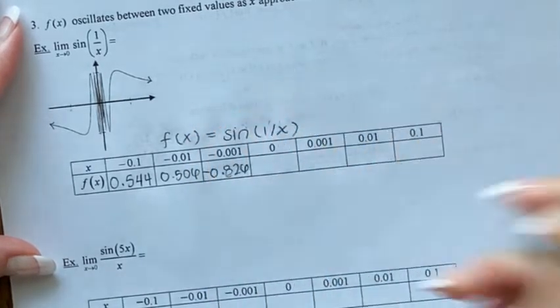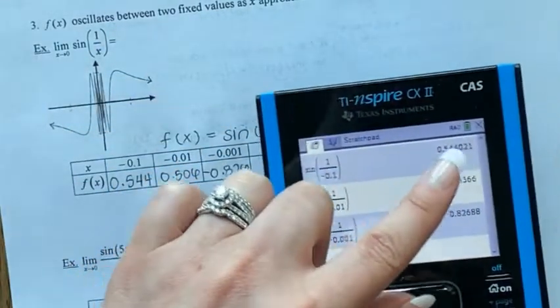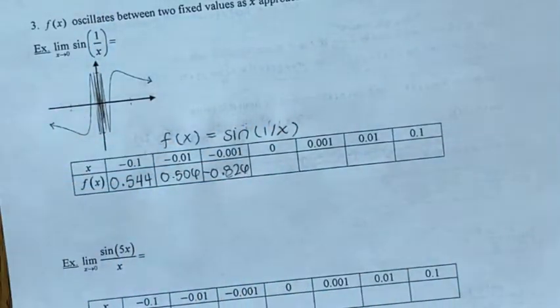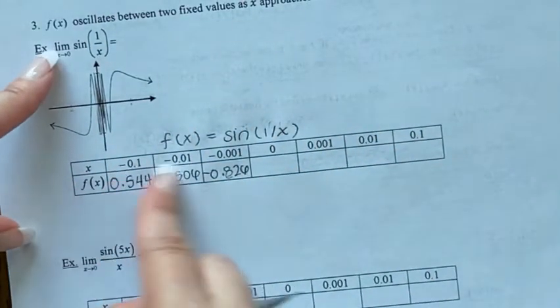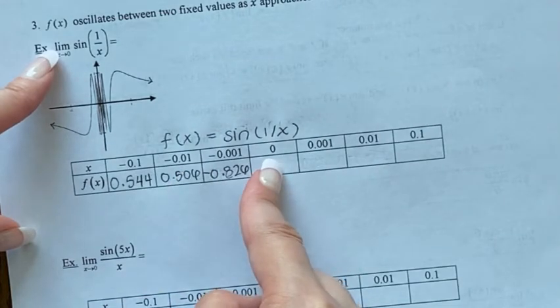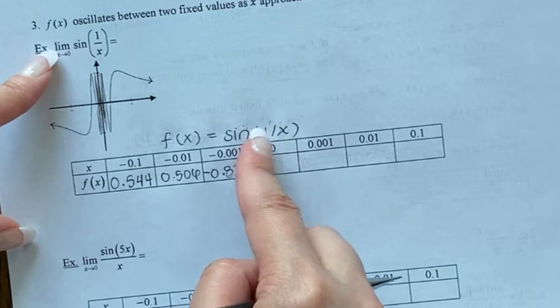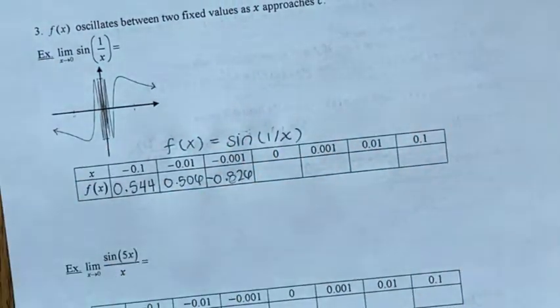Now you're going to tell me, hey, two things. First, my calculator is in radians. Second, why am I doing this? Because you are looking at numbers that are pretty close to 0. I'm going to skip the 0 because I know that if I plug in 0, this is going to be undefined, which is going to be a problem. That's why I'm looking for the limit.